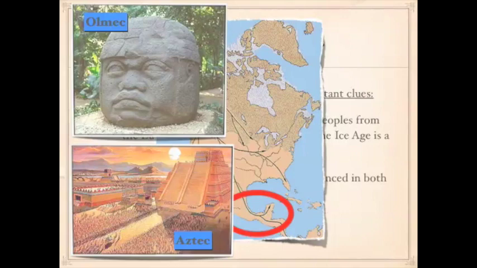So if you think about these two examples, the Olmec, which would have been back during the times before Christ, and then the Aztec, who would have come around in the early 1200s to the 1400s. These are the people that will meet the Europeans. When the Spanish arrive, they will run head on into these people from Central America.